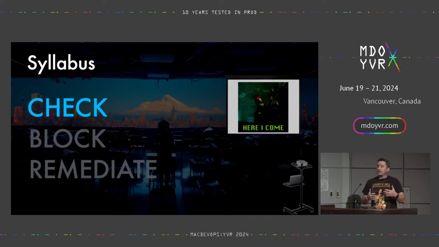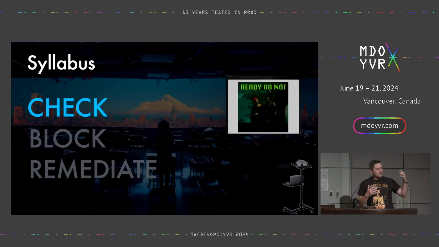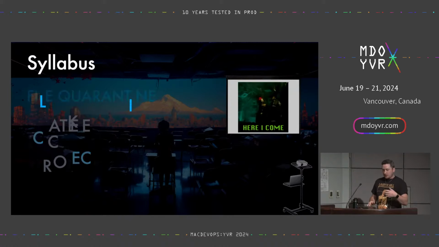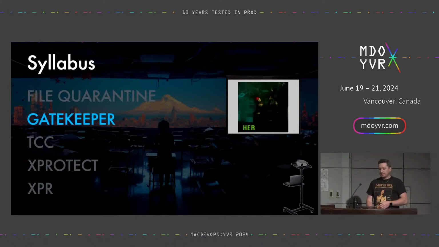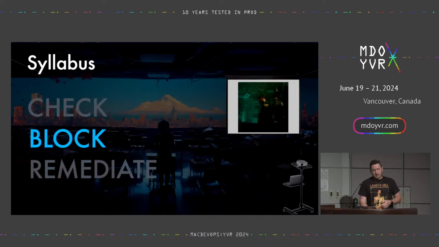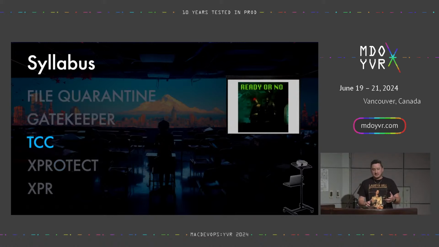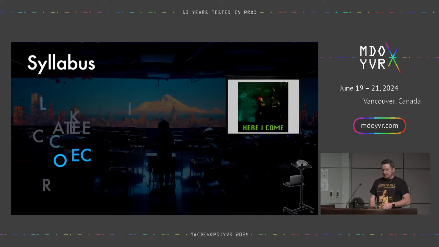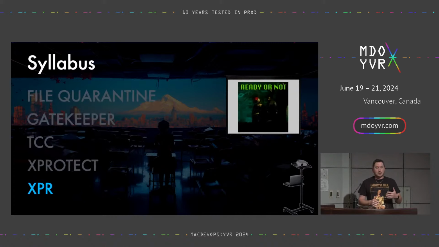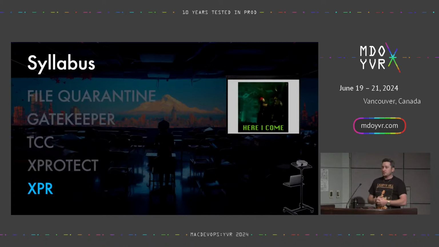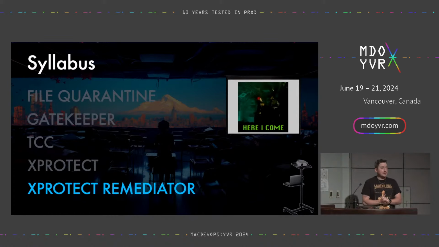So I want to give a quick run through of the tools we'll talk about so you can see how the flow of this is going to go. So with our check portion, we're going to discuss file quarantine and Gatekeeper. We'll then move into the block section, which will be TCC and Xprotect. And lastly, remediate. And last year I talked about MRT, or the malware removal tool that used to be used for remediation, and now Apple uses Xprotect Remediator, or the abbreviation XPR.